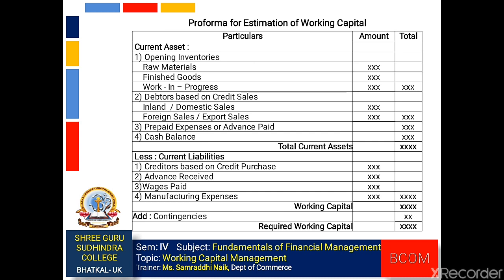We must add some percentage of contingencies to the working capital to get required working capital. If there is no information related to contingencies, a 10% margin for contingencies will be taken. Let us discuss the illustration.